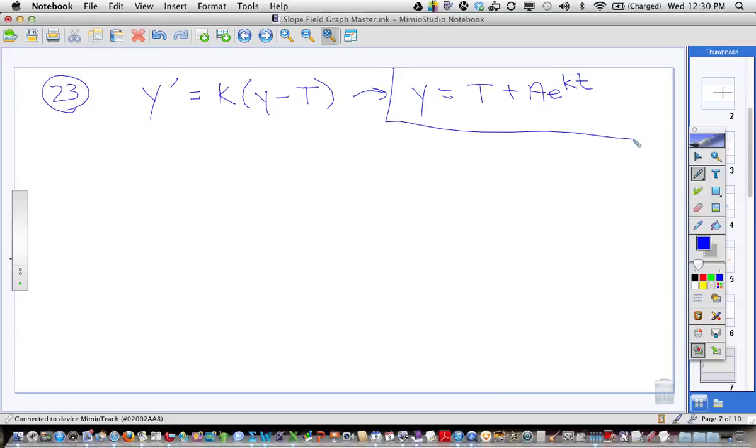Temperature of the object that's cooling. Little t, time. Big T, surrounding temperature, air temperature, whatever the surroundings are. A, now A and K are just constants. What did you find? What does A depend on? Well, no, big T. Yeah. And the starting temperature. It depends on the starting temperature and it depends on the surrounding temperature.